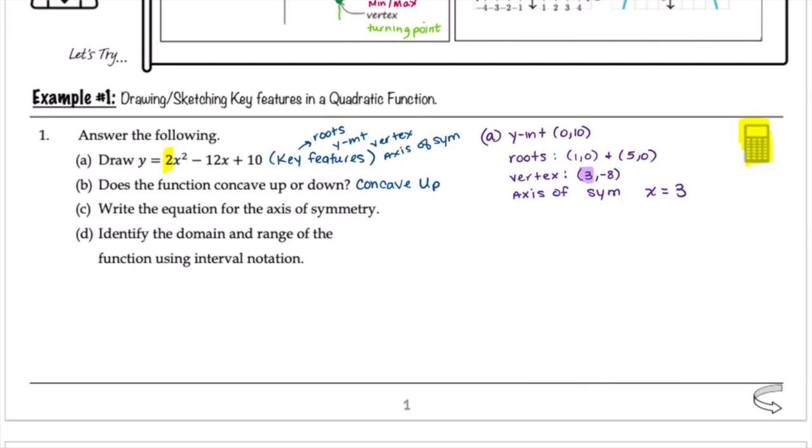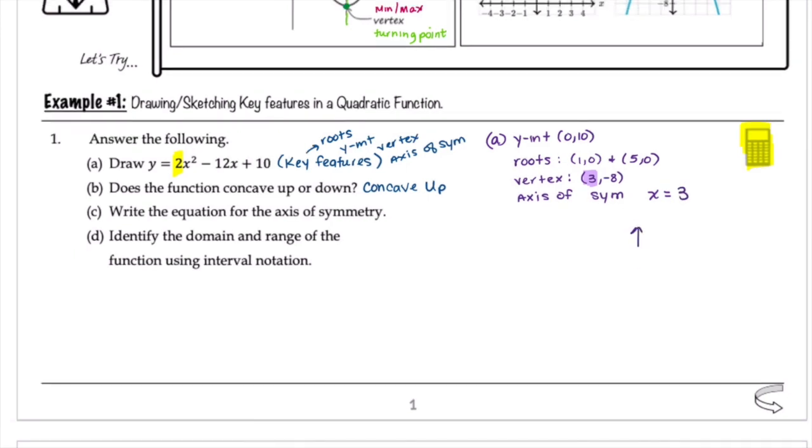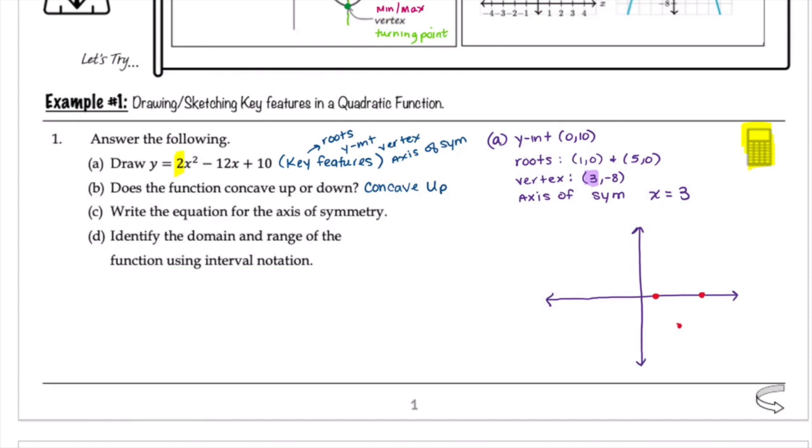All right, so here is our parabola. My axes. I'm going to plot my intercepts and my vertex. And I'm going to create my U-shape and then plot the other point.